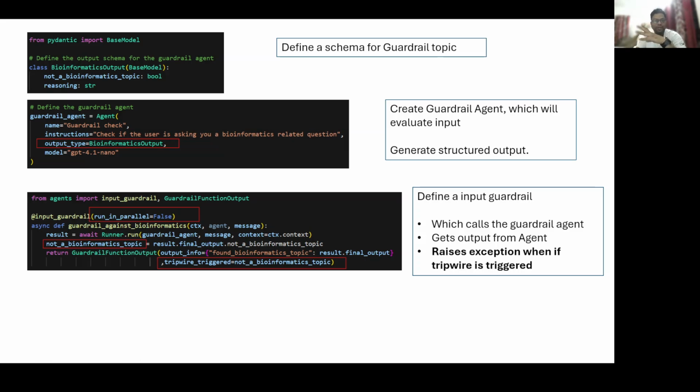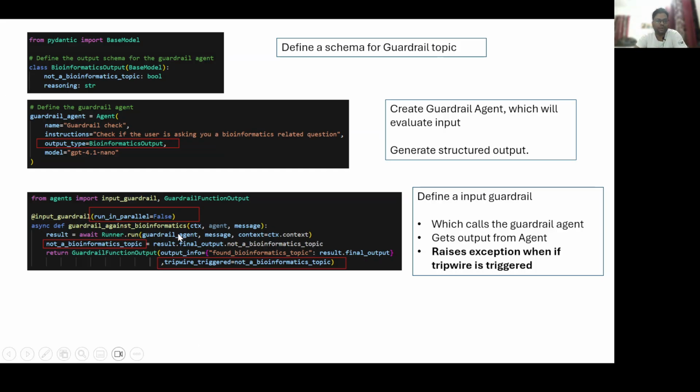Okay, so that means we have defined only the agent, but we have not linked it to the main agent. In order to link it to the main agent, we need to convert it into a Guardrail object. Basically, this is a function. Don't worry about it, you can just take it, this is content from the OpenAI documentation, take it as it is.